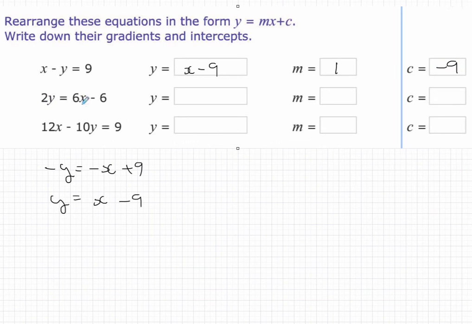For the second one, we just halve it. So this will be 3x minus 3. The gradient will be that 3 there. The intercept will be the minus 3.